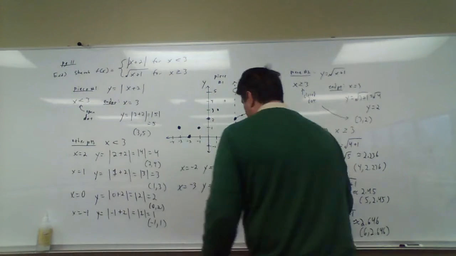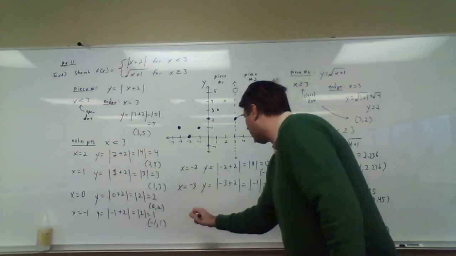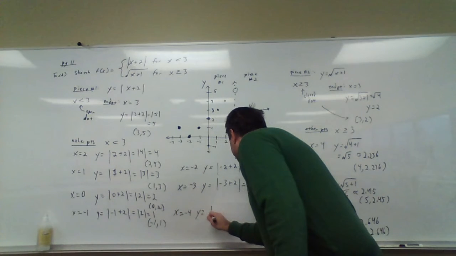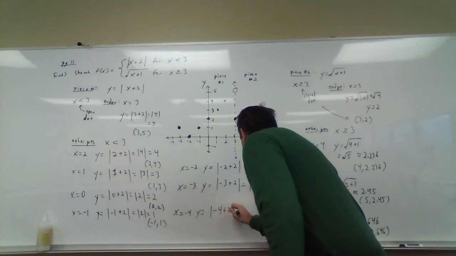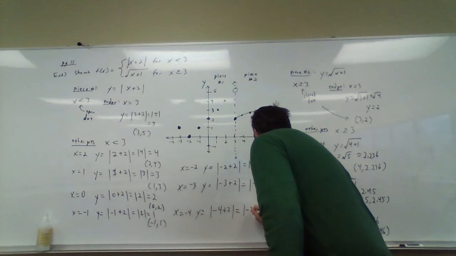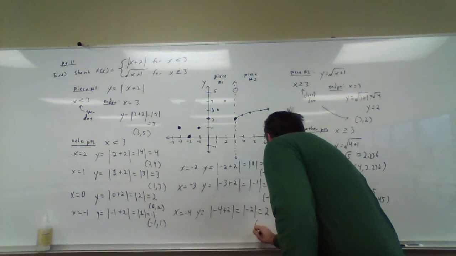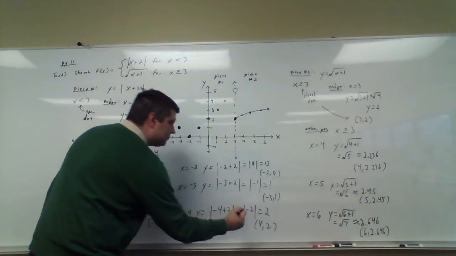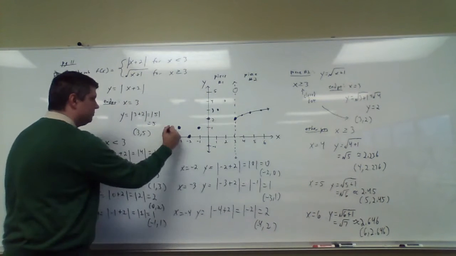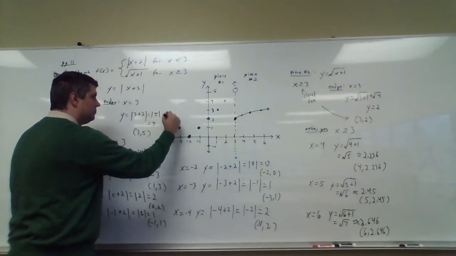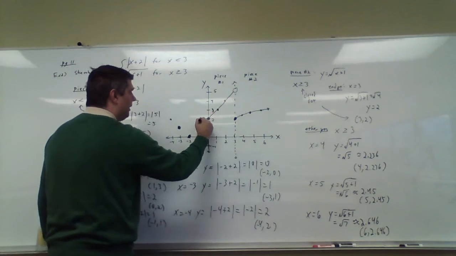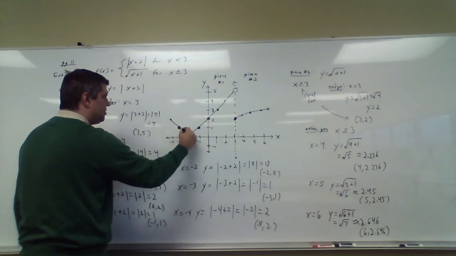Okay? And finally, x equals negative 4. Y equals the absolute value of negative 4 plus 2. Absolute value of negative 2, which is 2. So negative 4, 2. All right. And most absolute value equations or functions are going to be V-shaped.